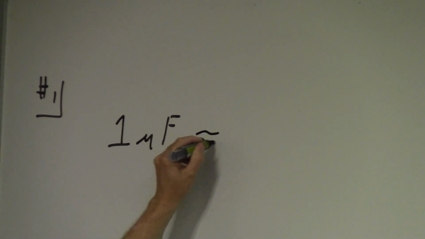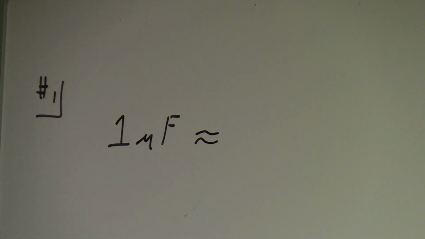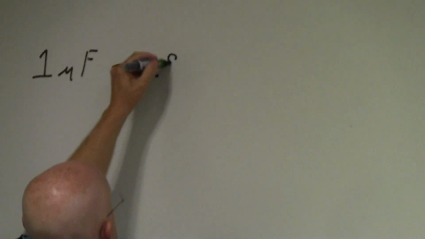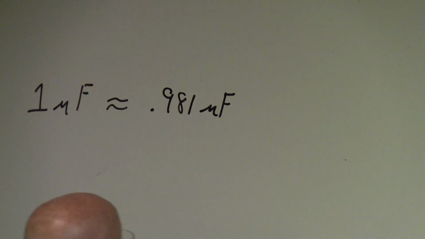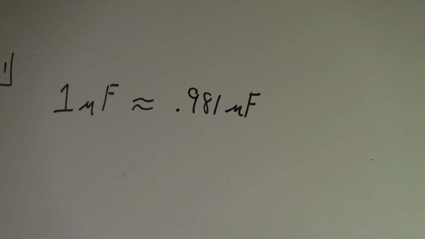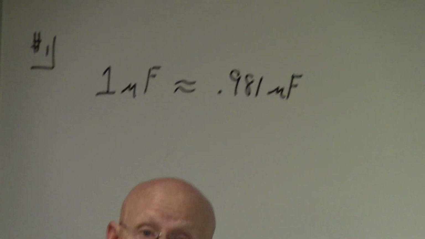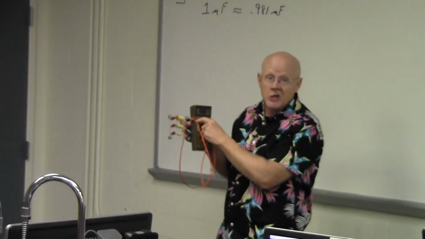Well, why don't I just do an approximation? Because it is approximately 1 microfarad. But using my meter, as you probably already saw, I'm looking at a number as 0.981. So 0.981 microfarads is a little bit more accurate. And I say a little bit more accurate because my meter even has a 2% error in it. So this would actually be plus or minus 2%.